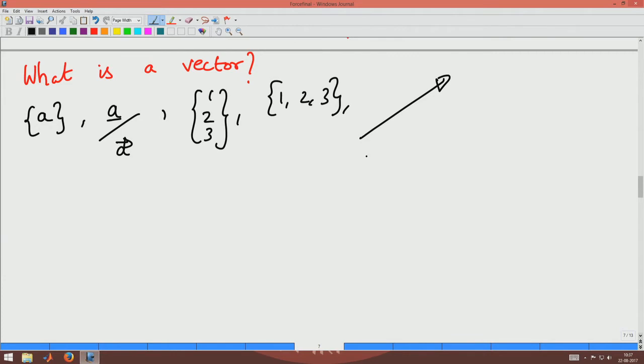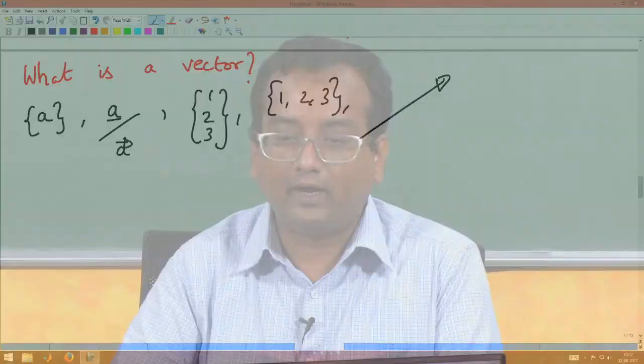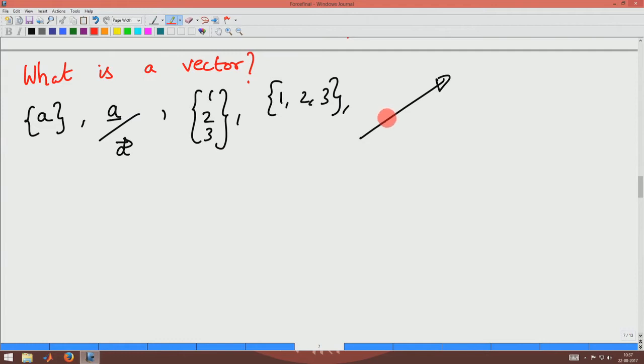Which of these is a vector? I have given 5 choices. Which of these 5 choices is a vector? For mathematicians, any of these 5 choices represents a vector, but for mechanics purposes, when we say a vector, we mean a directed line segment. This is what we mean by a vector, okay. This is what we mean by a vector.